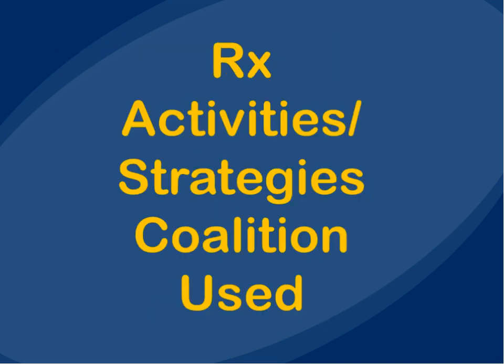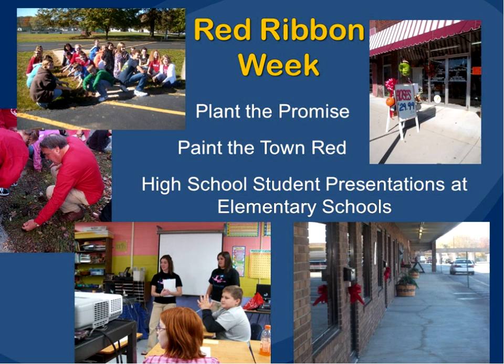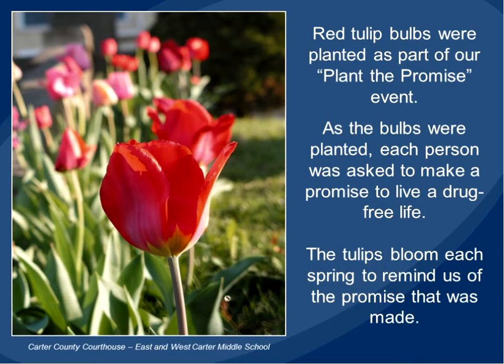As soon as I go through these, I'll go through some of the things that we've done. One of the first things that we did was an awareness campaign, a social norms campaign. And what we did was use the data that we have to drive what our messages were going to be. And I think that was a vital part of showing people what kind of problems we had locally. We did many trainings at coalition meetings. For Red Ribbon Week, we did Plant the Promise, Paint the Town Red, and high school student presentations at elementary schools.